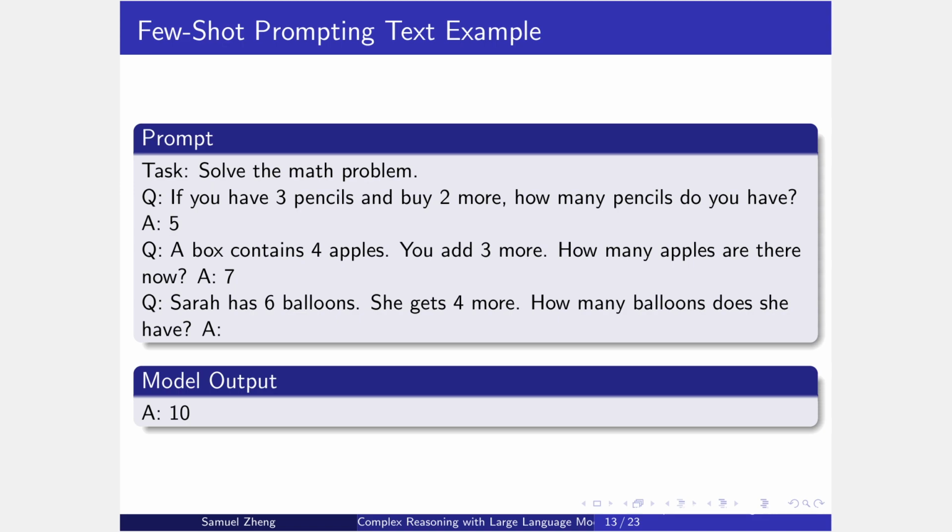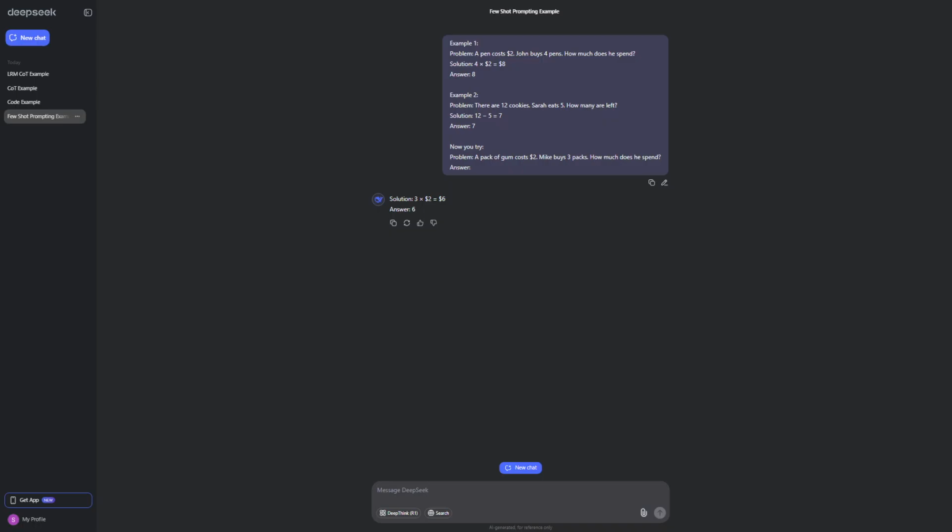And I'd like to move to a real-world example using DeepSeek. So here we have an example of few-shot prompting. We have provided it with 2 examples as well as a new input and asking it to predict the output, and it correctly predicts the output.